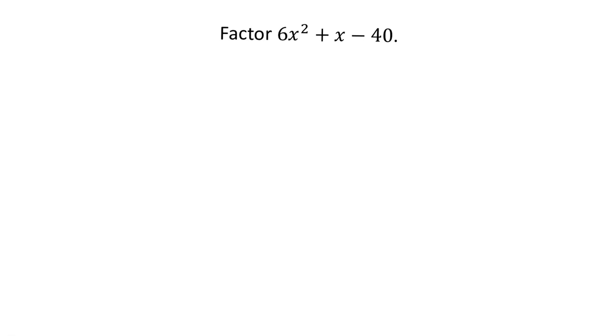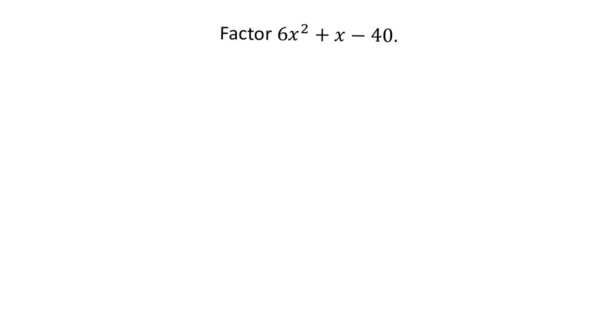In this method, we're going to do more of a trial and error than other types of methods. So in this, what we'll do is we will look at two numbers that multiply together to give us the leading coefficient. Here that's 6. In general, the leading coefficient is the number in front of x squared. We also need two numbers whose product is negative 40. So let's list those out.